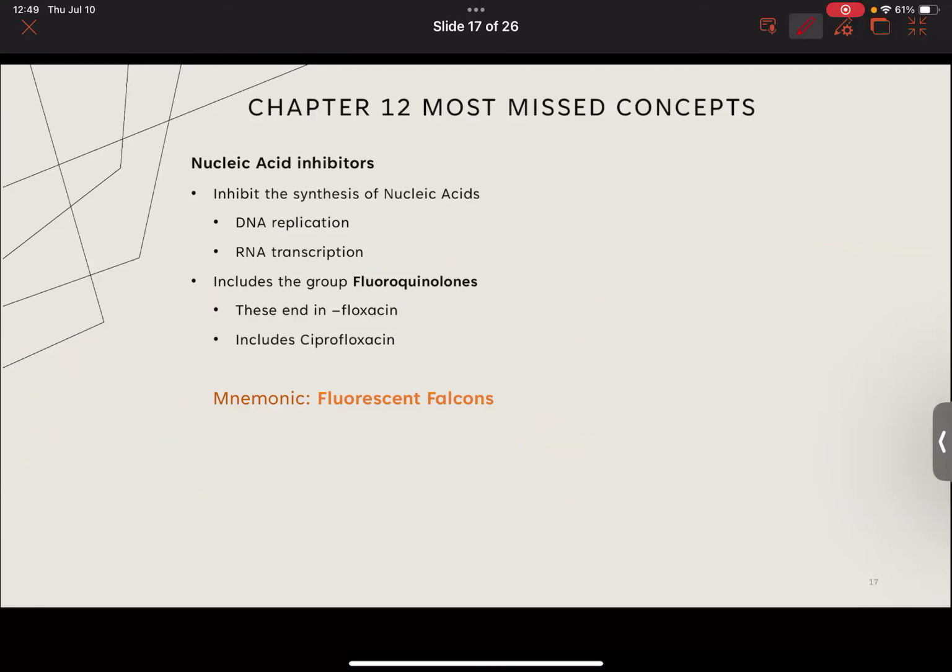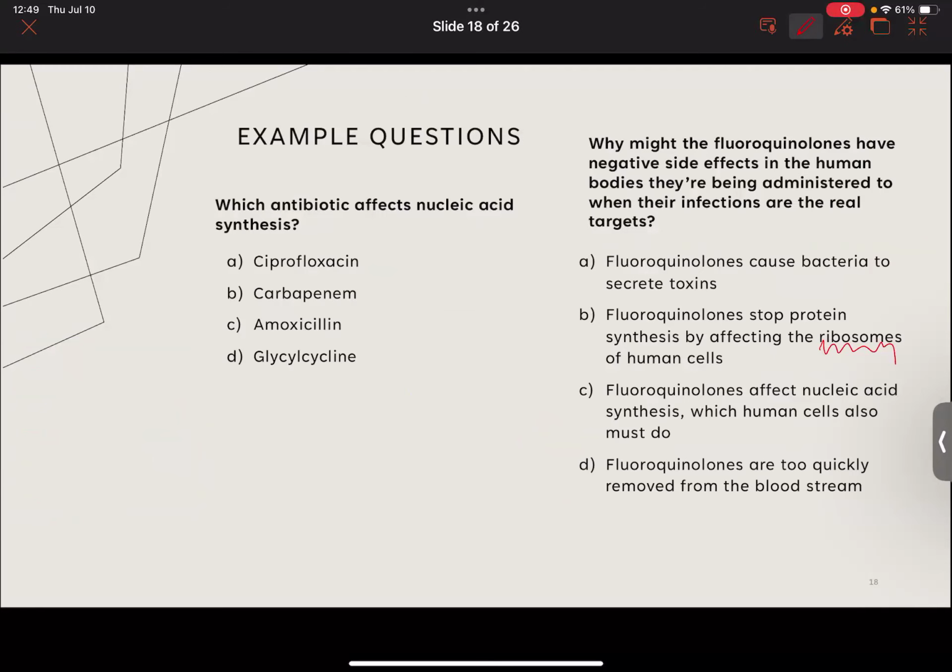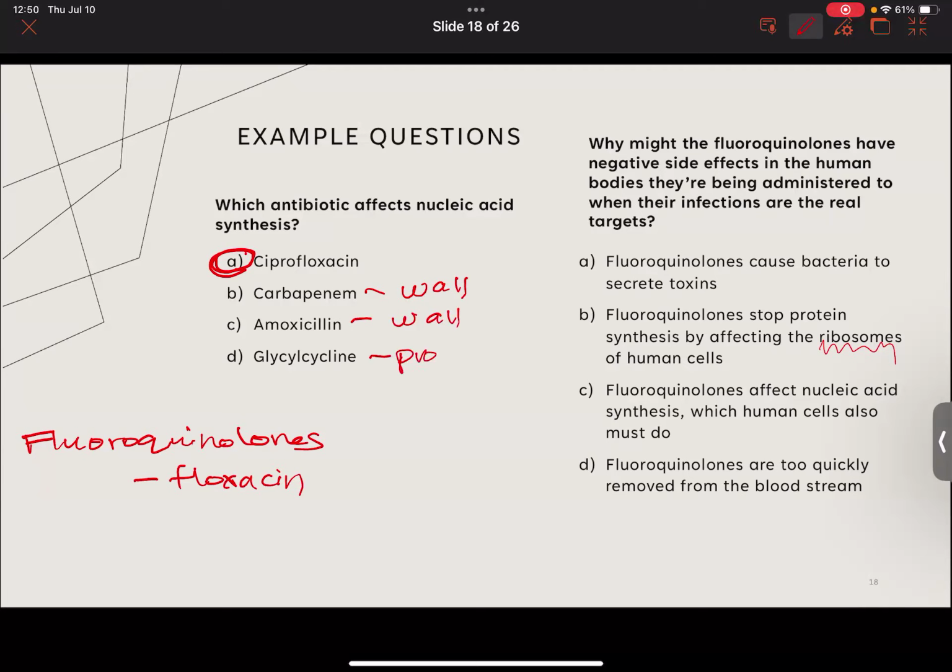All right, next one is our nucleic acid inhibitors. Which of the following antibiotics affect nucleic acid synthesis? The group is known as fluoroquinolones, and all of them end in floxacin. Easy. I'm not going to ask you about other antibiotics that affect nucleic acid synthesis other than the metronidazole one, right? So that was our weird, only anaerobes. So this is floxacin, ciprofloxacin, A. Carbapenem, again, the cell wall. Amoxicillin, cell wall. Glycylcycline, protein synthesis.